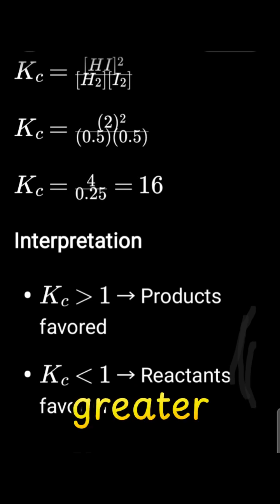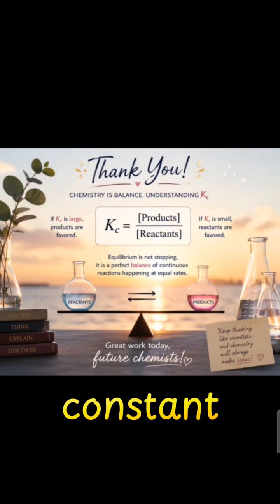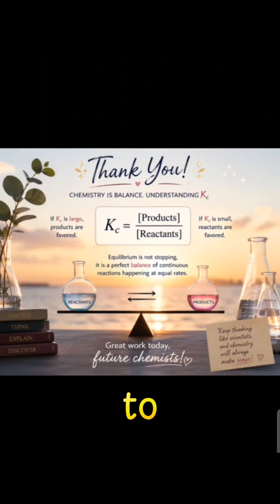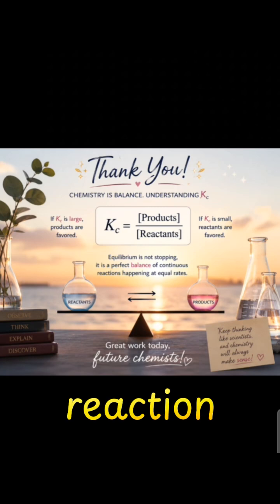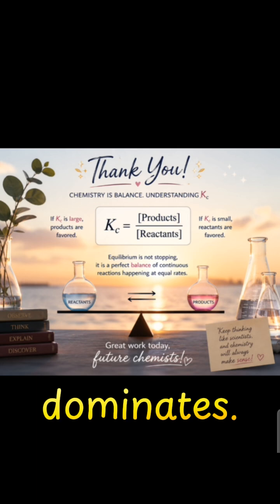Now, this is the interpretation. If Kc is greater than 1, product is favored. If Kc is less than 1, the reactant is favored. And when Kc is equal to 1, both reactant and product are the same. We discovered that the equilibrium constant Kc helps us to know which side of a reversible reaction is favored at equilibrium. A large Kc means products are formed, while a small Kc means reactant dominates.